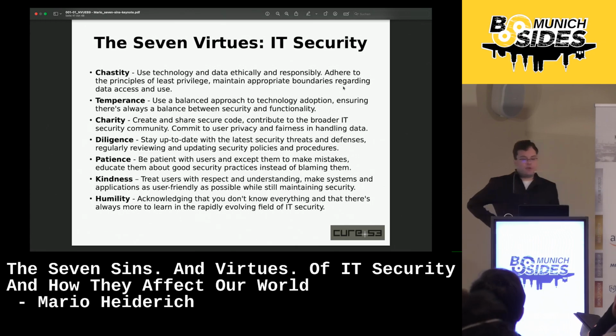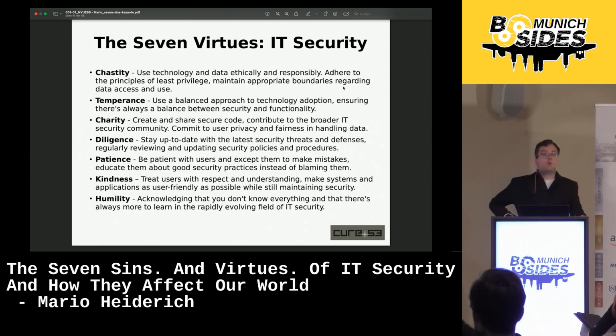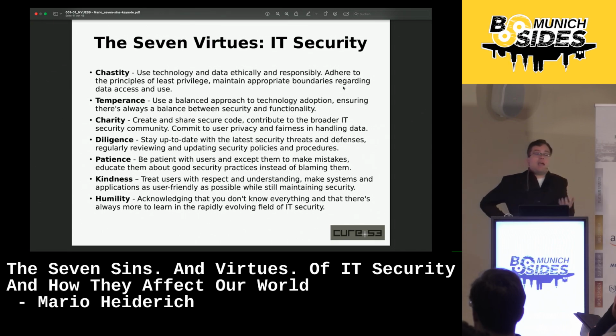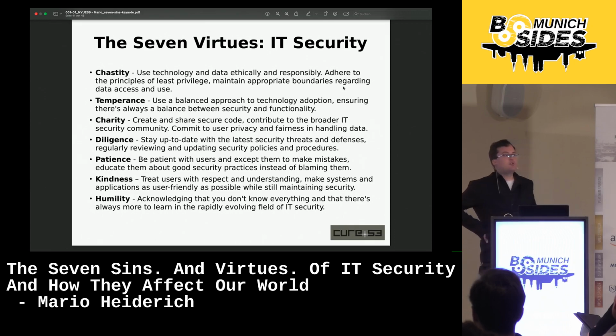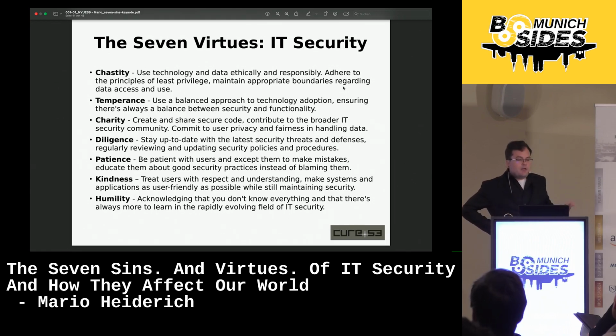And almost last but not least, we have the topic of kindness, which is one of the most important ones in these barbaric times. We want to treat our users with respect, with understanding. We want to make sure that our applications and systems are as user-friendly as possible, because only with that can good security actually be adopted. If the system itself is not user-friendly enough, then it's very unlikely that users will use it properly, and that means that they might stride on paths that are not well-trodden, and that means that they, again, in the end, weaken the security posture.